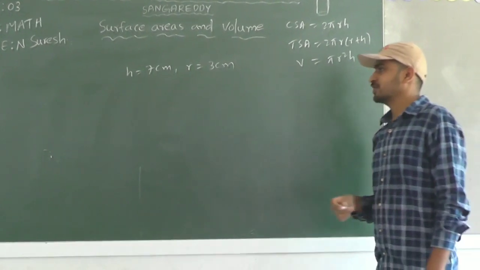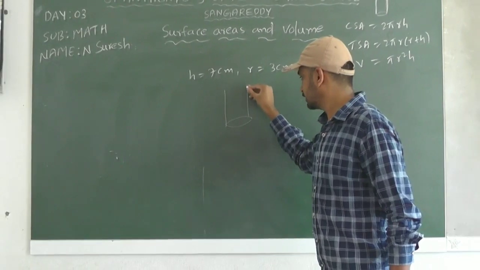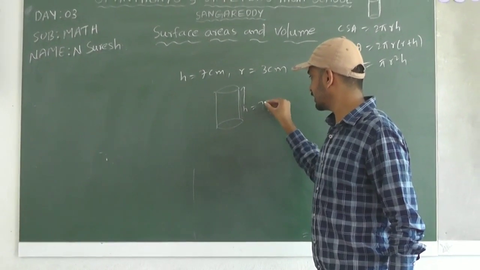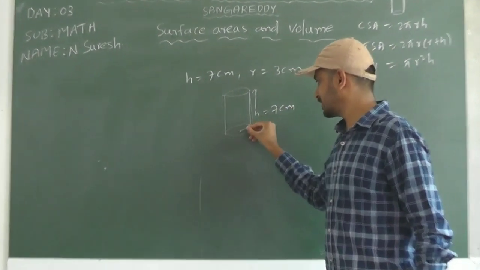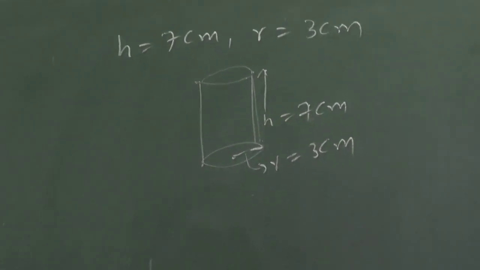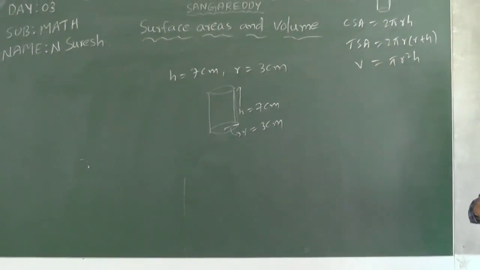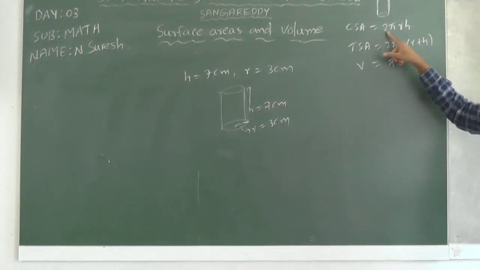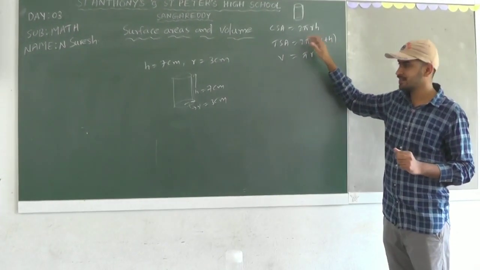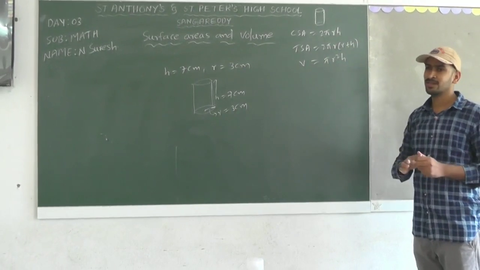How to find that? So we know already, for the cylinder, it is given h equals 7 centimeters and radius r equals 3 centimeters. Now we have to find the three amounts, that is CSA, TSA and volume of the cylinder. In the formula, 2 is a known value, 22/7 is also a known value, r is the radius given, r equals 3 centimeters. Another one is h equals 7 centimeters.